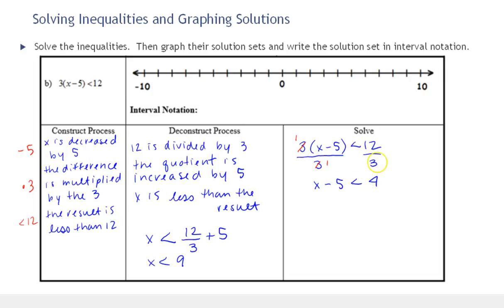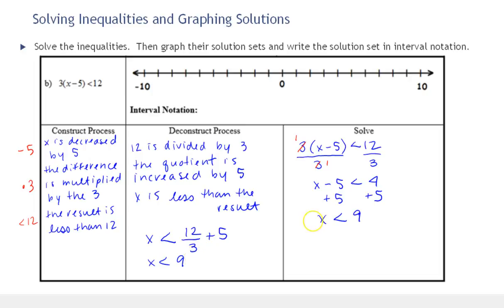So I divided both sides by a number. Now I'm going to add 5 to both sides of the inequality. And my result is x plus 0, so negative 5 plus 5 is 0, is less than 9. And that corresponds to our previous result.